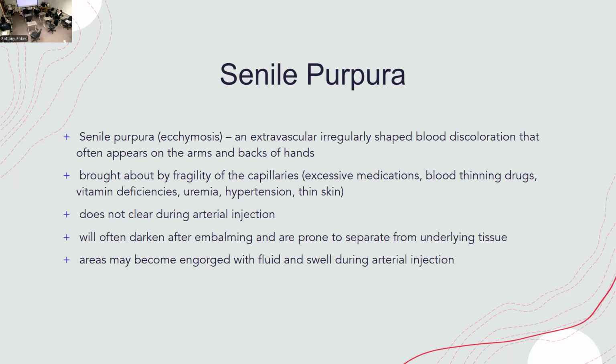It's brought about by fragile capillaries due to long-term medications, blood thinners, vitamin deficiencies, skin hypertension, and anemia. It does clear sometimes during arterial injection. Sometimes it darkens and gets a more intense purple.